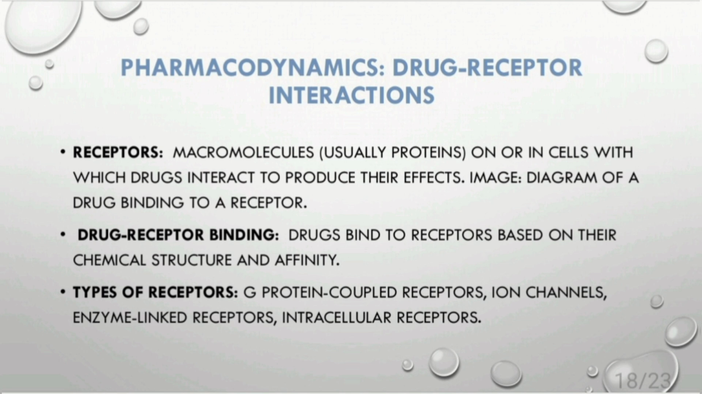Then drug receptor binding. Drugs bind to the receptor based on their chemical structure and affinity. The drug binds to the receptor based on its chemical structure to show its action. Then types of receptors. There are certain types of receptors, that is G protein coupled receptors, ion channel, enzyme linked receptors and intracellular receptors.